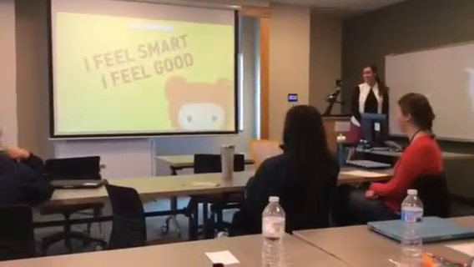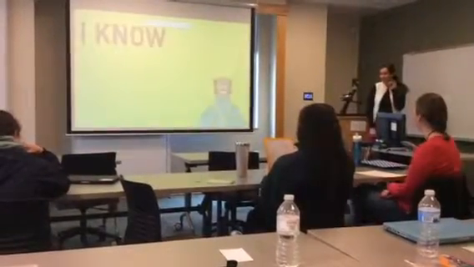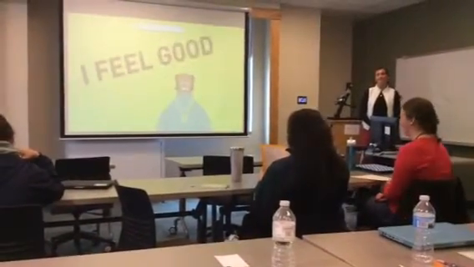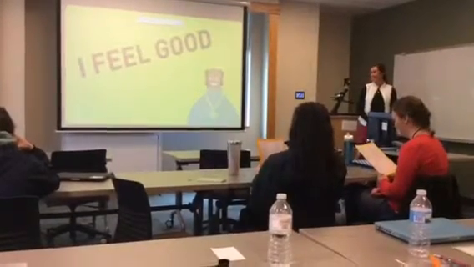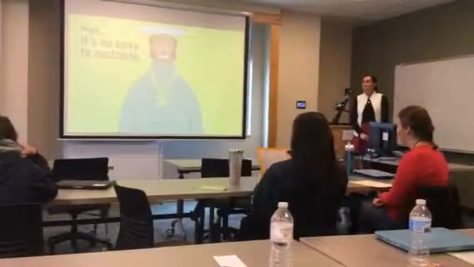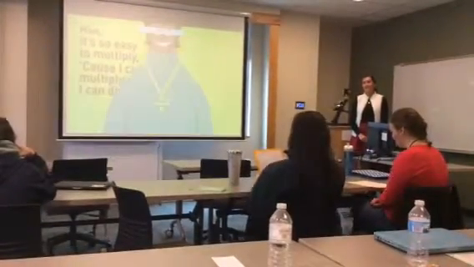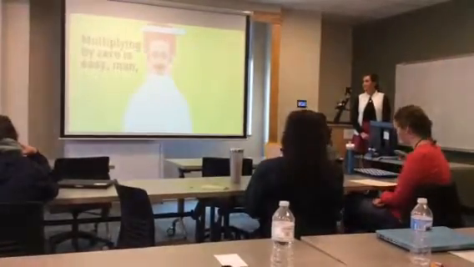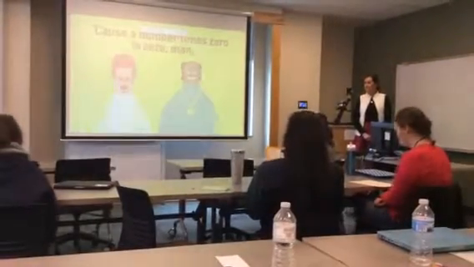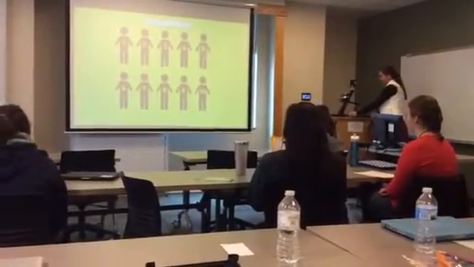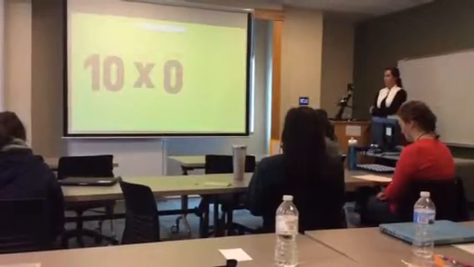I feel smart, I feel good. I know my math, man, I know my facts. Man, it's so easy to multiply, cause I can multiply, son, and I can divide. Like if there's 5 people, each has 2 eyes, how many eyes in all we multiply? Multiplying by 0 is easy, man, cause a number times 0 is 0, man. 5 times 0 is 0, 8 times 0 is 0, 10 times 0 is 0. Think of it like this: if you had 10 people and each person had 0 cats, how many cats would you have in all? 10 times 0, 0 cats.